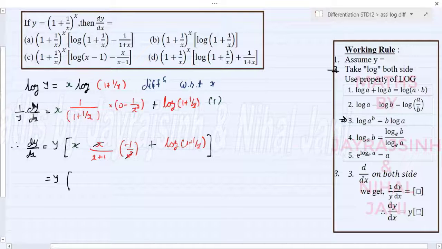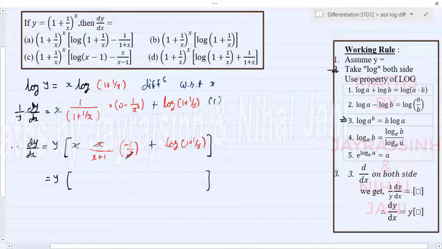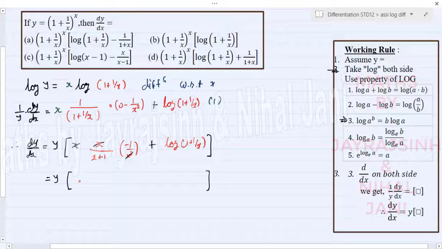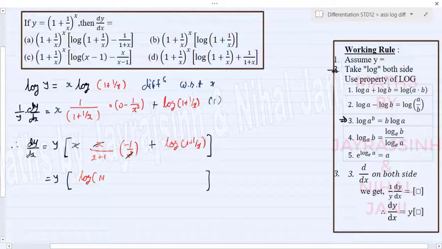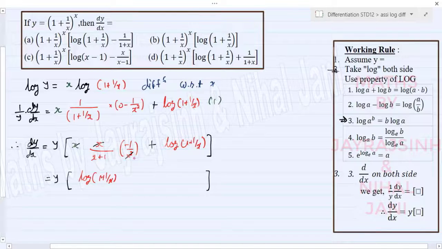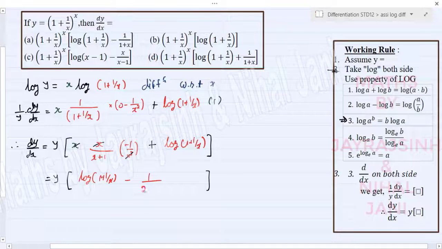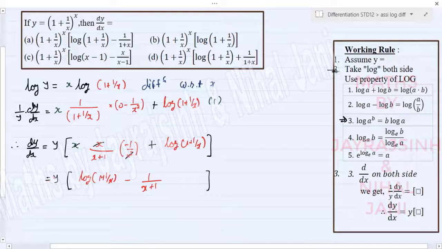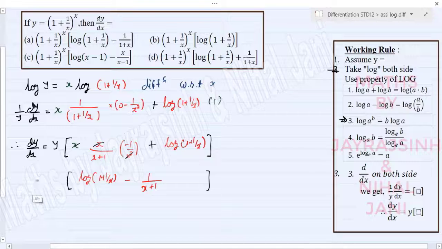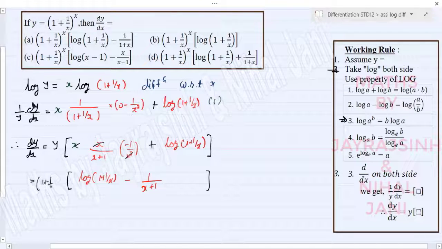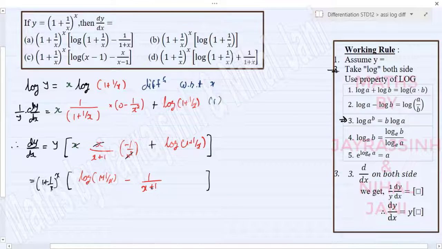We will get y into, let's rearrange the terms in the bracket. Let's say your first term is log (1 plus 1 by x), and the second term will be minus 1 upon x plus 1. And if we substitute the value of y, which is (1 plus 1 by x) whole raised to x, we will get your simplest answer, which is given in option A. Ta-da!